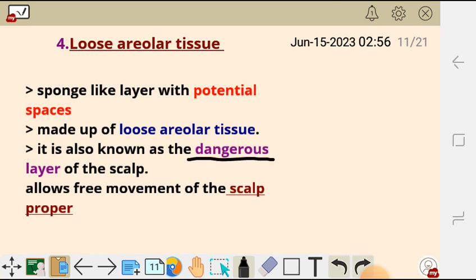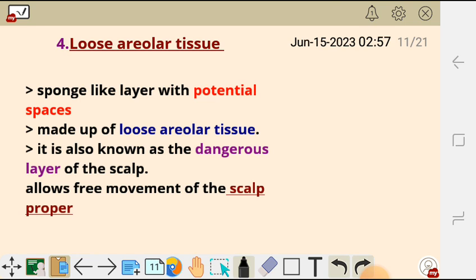Because in this layer, if there is an infection of the scalp, there is going to be a collection of pus, and that pus which is collected in the areolar tissue can flow through what we call the emissary veins to the venous sinuses, which can lead to thrombosis there, blockage of certain vessels, and that can result in stroke and other fatal diseases.